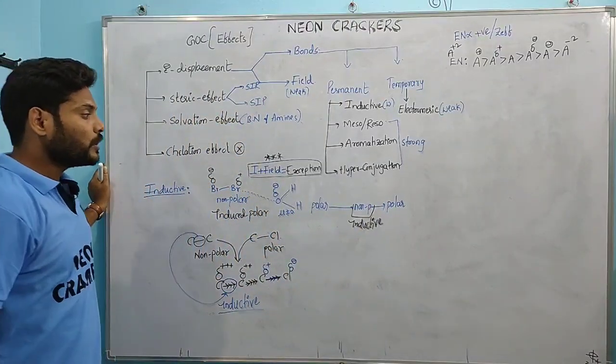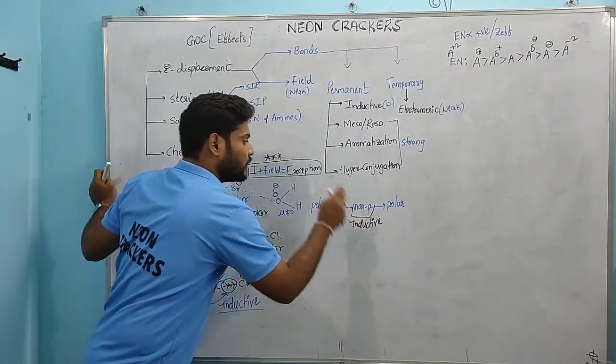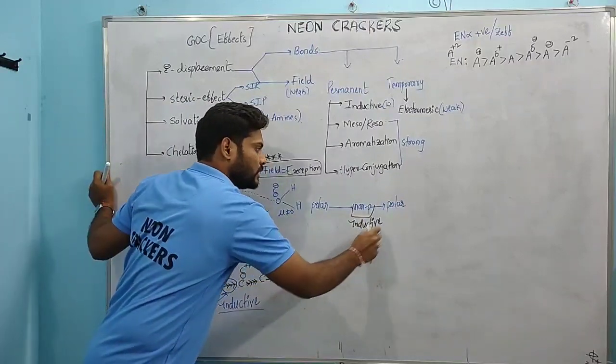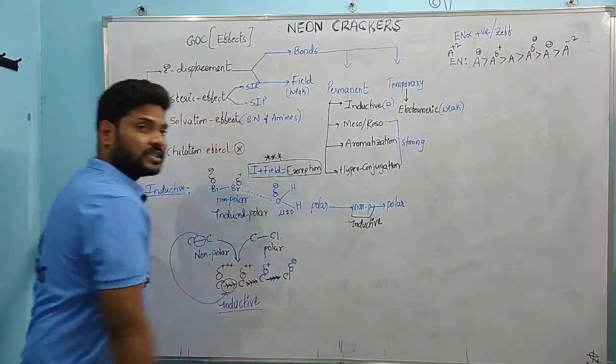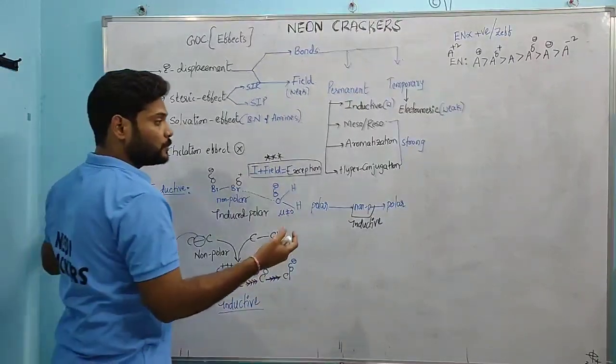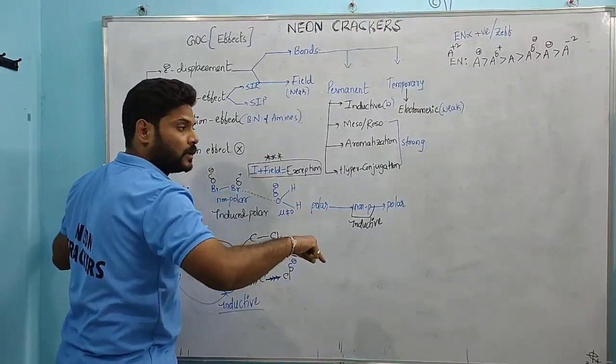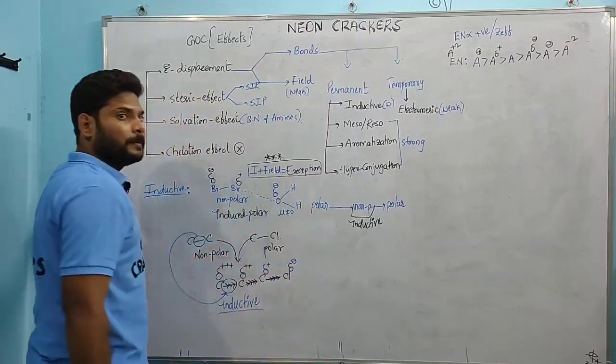So that non-polar bond is called here what? Inductive effect. This is inductive. This is not inductive. This is inductive: generation of polar. What is that? Polarity of non-polar. So the non-polar bond is what here?